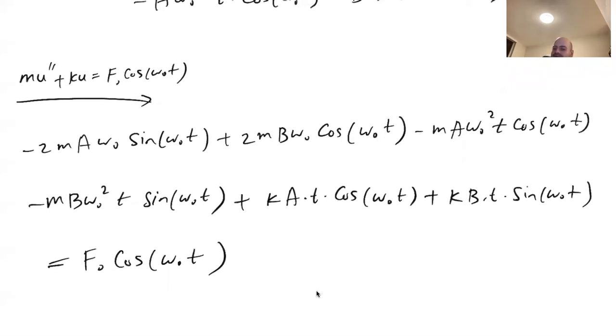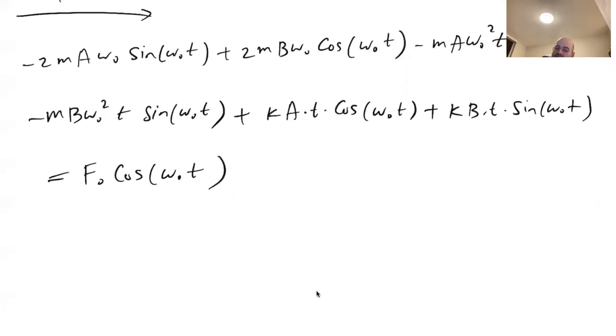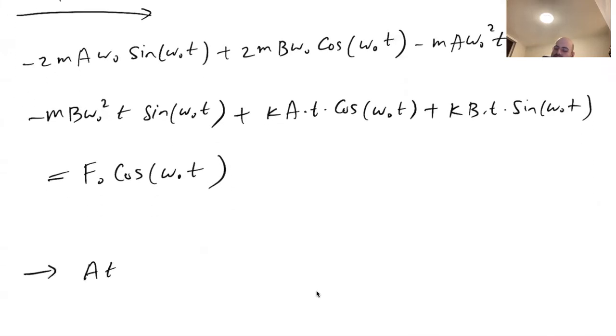Now, if I rearrange the terms, in the left-hand side I have some cos omega naught t terms and I have to regroup them together. Sine omega naught t, regroup them together. I also have some t cos omega naught t terms, which I have to regroup together, and some t sine omega naught t terms that I have to regroup together. So in the left-hand side, I will have a t cos omega naught t times minus m omega naught squared plus k.